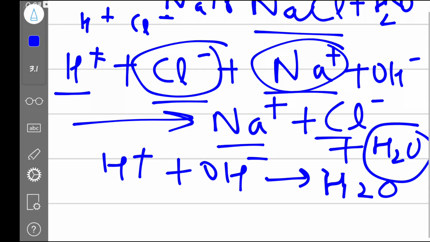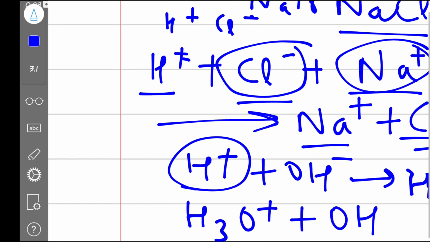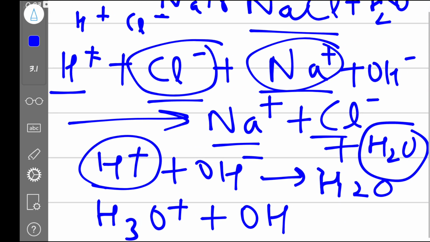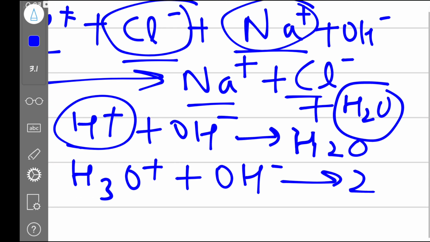If you want to emphasize that H plus is hydrated, then you can write H3O plus and OH minus. If we hydrate H plus, since we are adding H2O to H plus, we'll get H3O plus and OH minus, and we'll get two molecules of water. Fine. So that's how you write it.